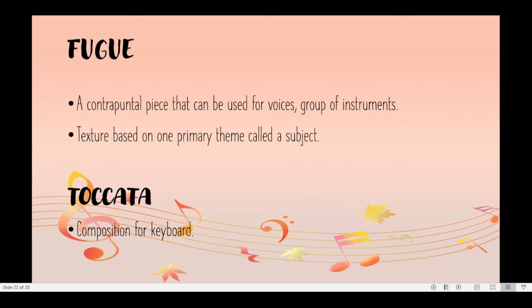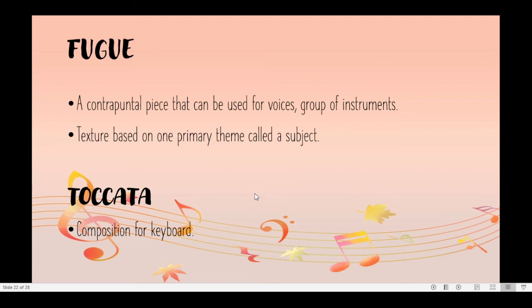For example, the soprano is the main melody, no, it will be imitated in turn by the remaining voices by alternating between tonic and dominant. Okay, so aside from that, we have here the toccata.